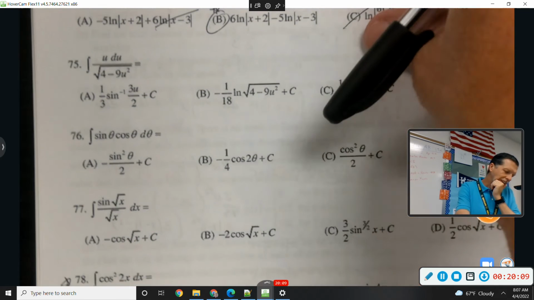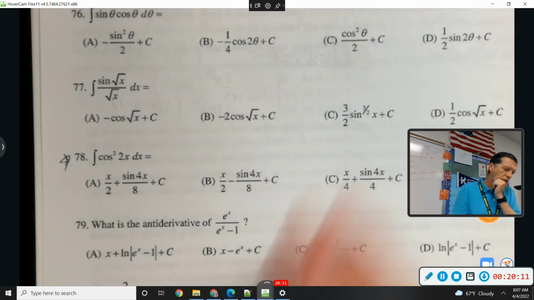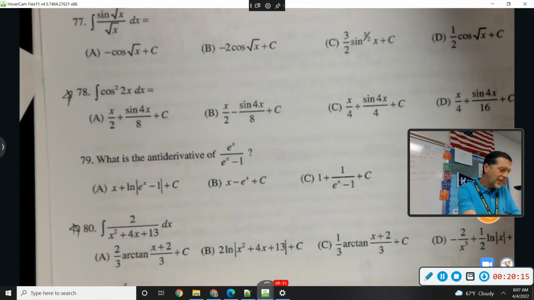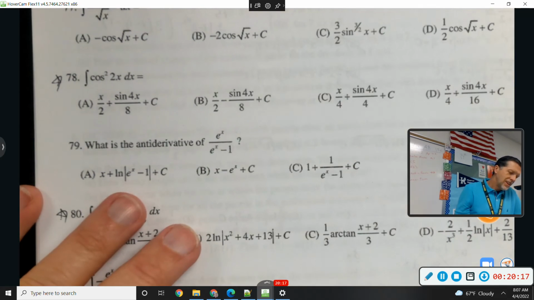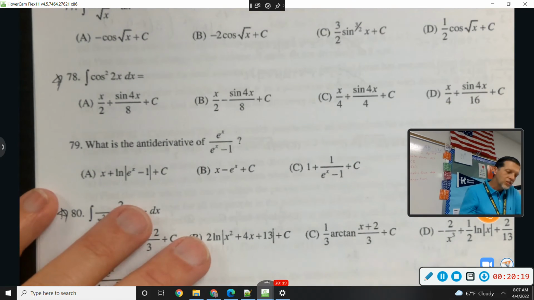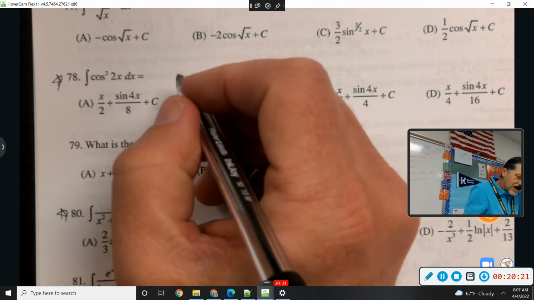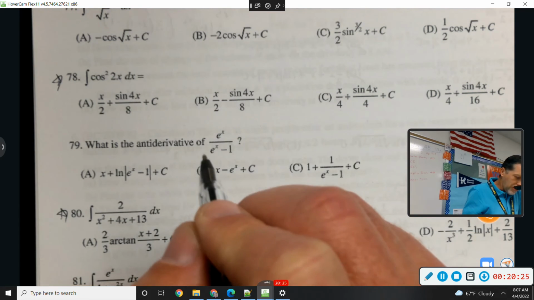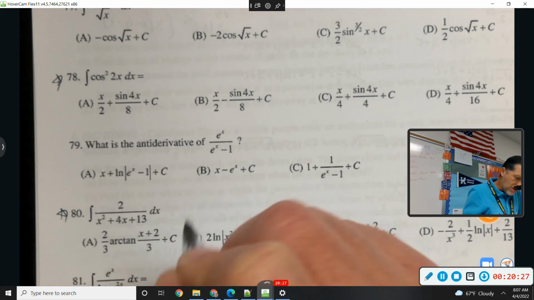78, I would just straight up pass on because it involves a trig identity, an ugly trig identity. Yeah, I would just skip 78. I'll come back to it in a minute.